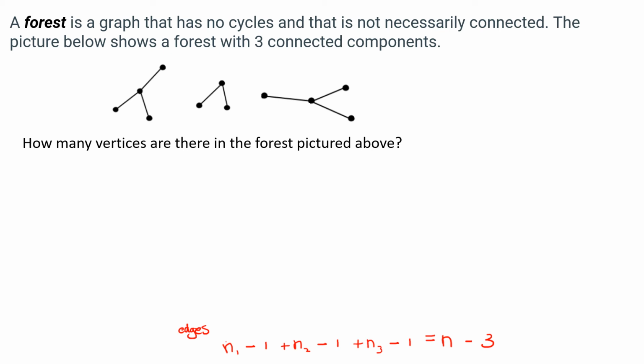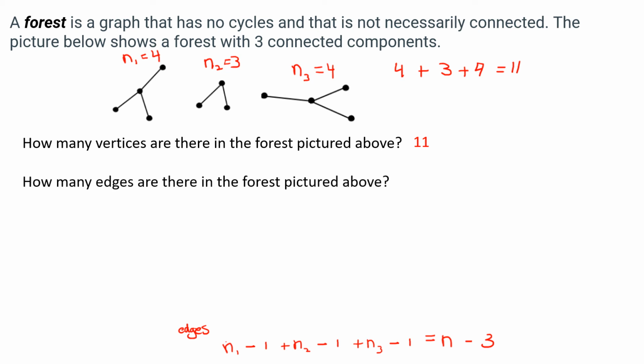How many vertices are there in the forest pictured above? Okay, so we could take a look and just count for each of these trees. So there's 4 vertices in the first one. We'll call that n sub 1. And then n sub 2 would be how many vertices in the second tree. There would be 3 there, and 4 in n sub 3. So in the third tree, n sub 3 is equal to 4. So we could add them all up and get 11. So our answer would be 11.